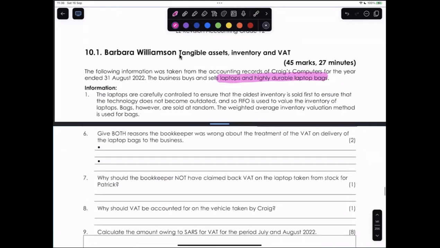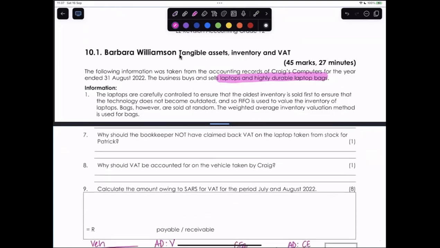Once you've done your tangible assets note, you're then asked some questions here. Give both reasons the bookkeeper was wrong about the treatment of VAT on delivery of the laptop bags to the business. So we're obviously going to need to go and find more information, but we're looking at VAT on delivery of the laptop bags, and we're going to have to see why they were wrong.